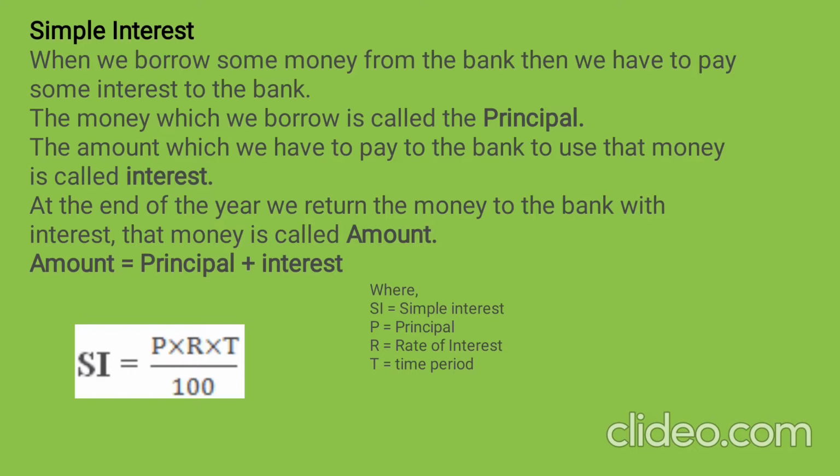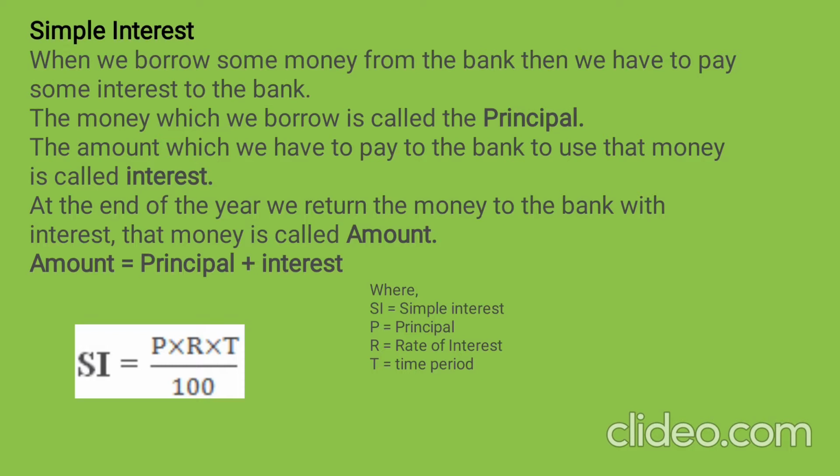Now, let us learn about simple interest. When we borrow some money from the bank, then we have to pay some interest to the bank. The money which we borrow is called principal. The amount which we have to pay to the bank to use that money is called interest. At the end of the year, we return the money to the bank with the interest, and this is known as amount. Thus, amount is equal to principal plus interest.